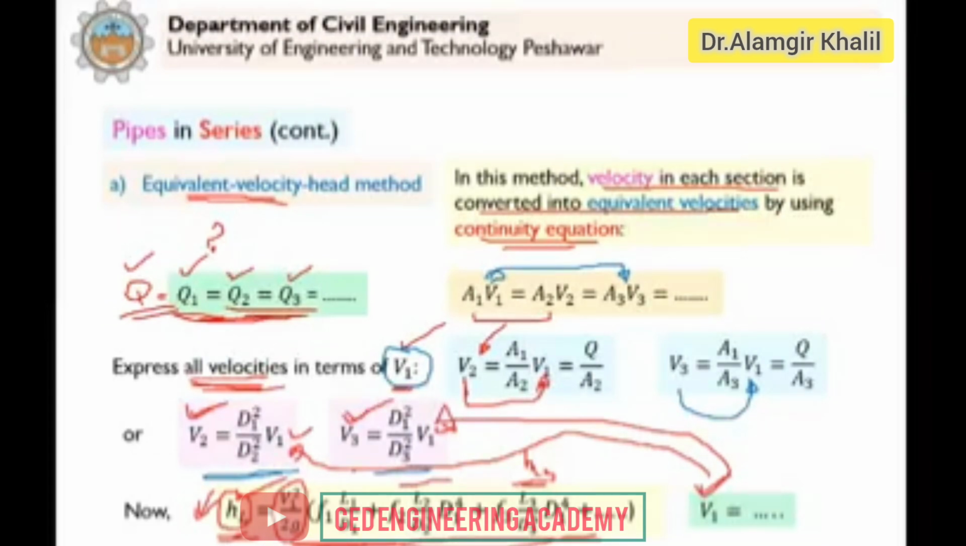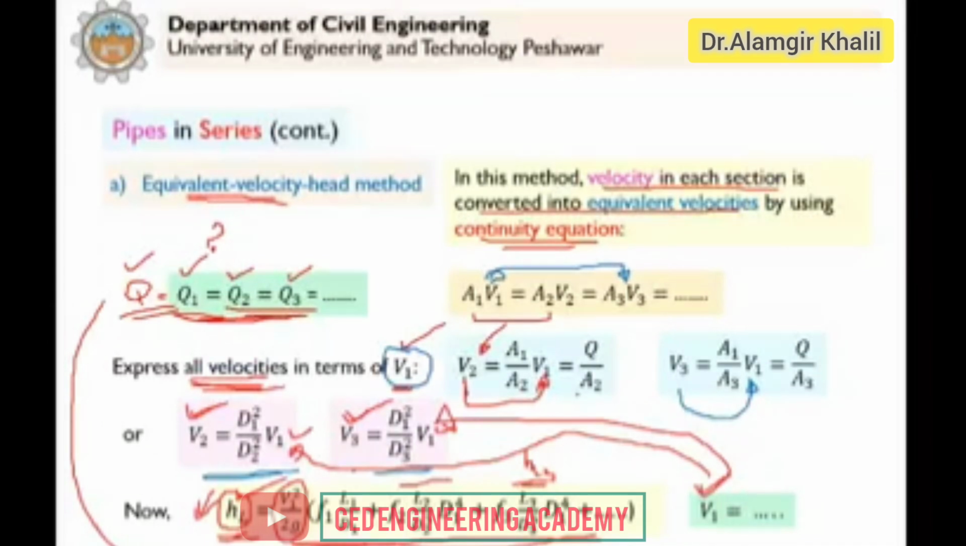So this Q3 will be equal to A3 into V3. So you should get the same result because we already know that in here Q1 is equal to Q2 is equal to Q3. So this is how we calculate the discharge when the head loss is given.